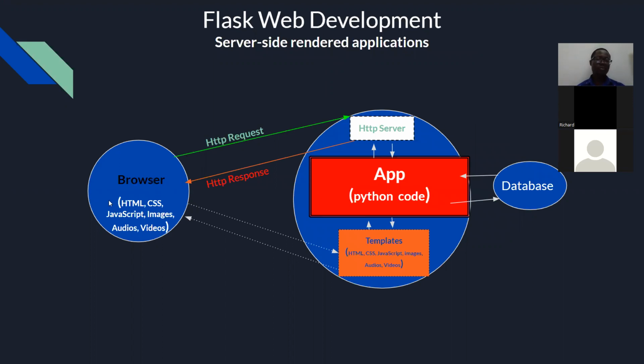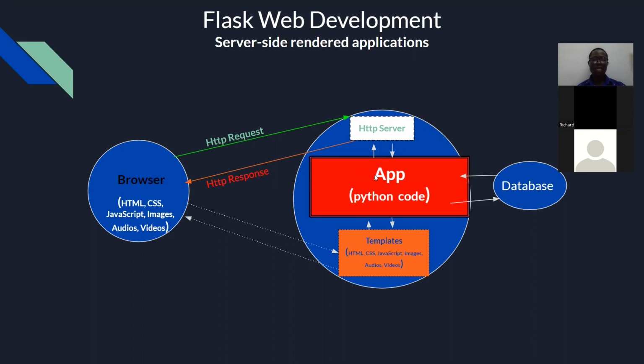Somebody visits the browser, like the way we have done now, and a request is sent to the web server, which is the whole of the Flask application. Flask has taken care of this for us. There's an HTTP server that handles that request directly, and then it will pass that request to the appropriate view function that we created in Python.